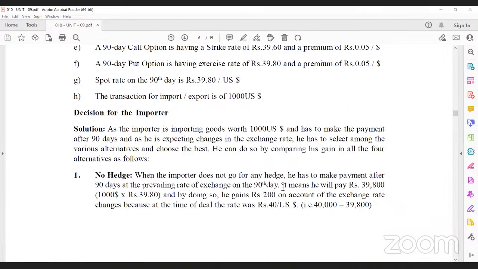Now, here let's discuss, as the importer is importing goods worth 1,000 US dollars and has to make payment after 90 days, and he is expecting changes in the exchange rate. In this case, if there is no hedge, the importer does not go for any hedging, so he has to make payment after 90 days at the prevailing rate of exchange on the 90th day, which means that he will be paying 39,800. That's quite clear: 1,000 US dollars into rupees 39.80. The spot rate on the 90th day is given as 39.80.